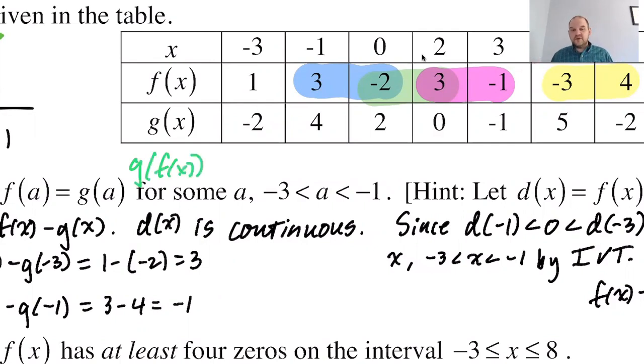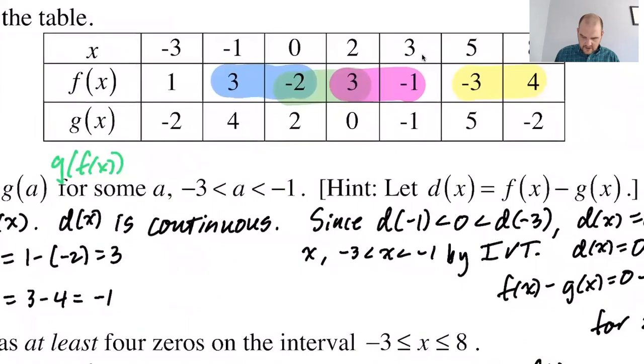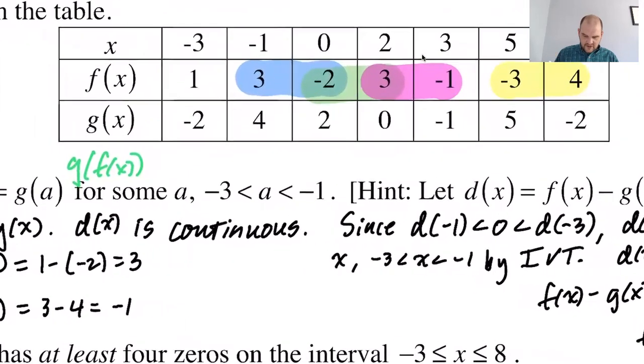So you're not guaranteed to be able to find g of everything, because we only know between negative 3 and 8. So some of these aren't going to work out, and that's probably for the best. For example, if I try to do g of f of negative 3, f of negative 3 is 1, but I don't know anything about x equals 1. So I can't find this.